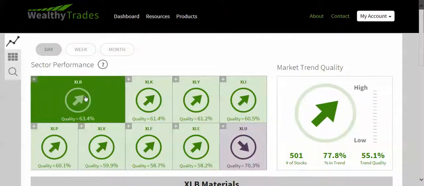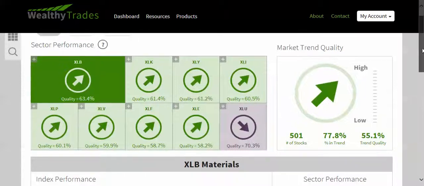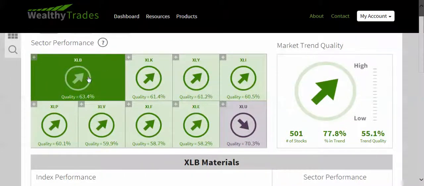We then drill in and we say, okay, within that we need to be in the XLB, or the material sector. Why? Because the material sector represents the highest quality score within that uptrend in the market. So if you think about what we've just done, we've said we can maintain our bias or get our bias based on a systematic, logical approach of how many stocks are moving in an uptrend, what is the quality of that uptrend, and then what's the best sector within that uptrend within that day, week, or month.